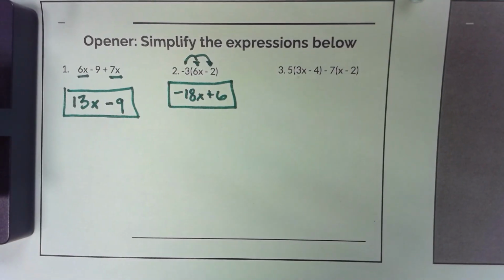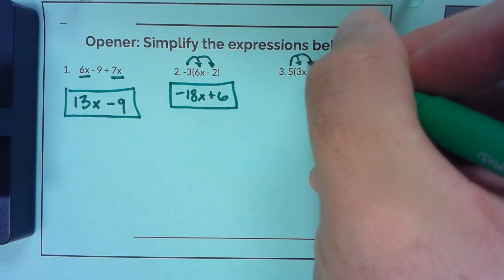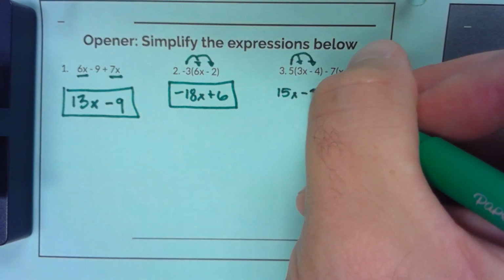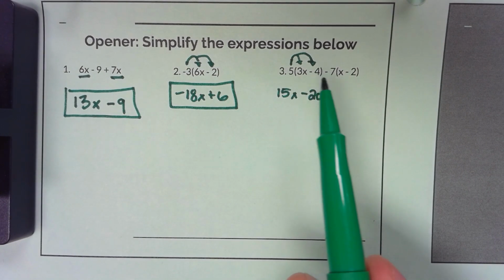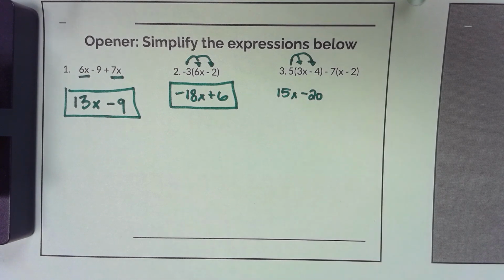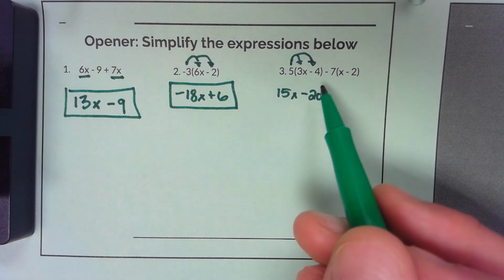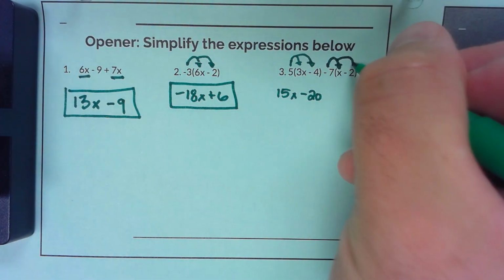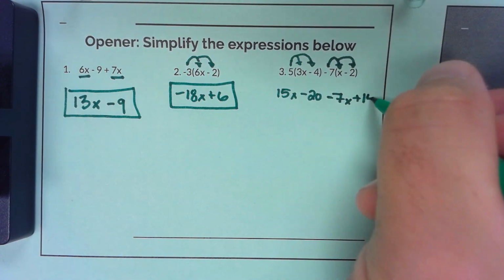And then the last one, we need to distribute twice. So this is 5 times 3, which is 15x. 5 times negative 4, which is negative 20. And then this is a distribution step that a lot of students will mess up because they see the 7, but they don't include the sign in front of it. That 7 is negative. So we're going to distribute a negative 7 to both of those terms, making this a negative 7x and plus 14.